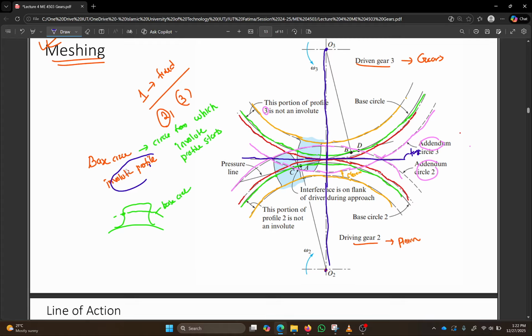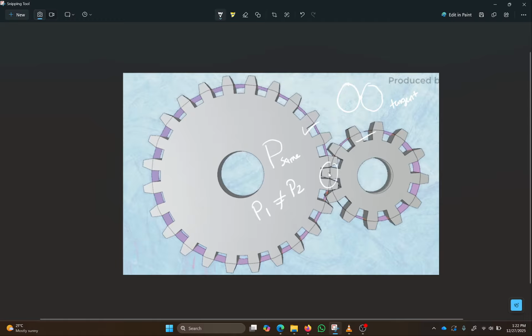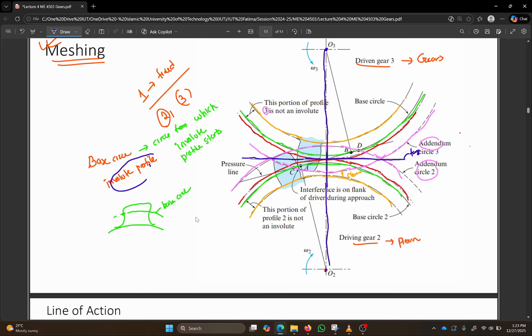Now, the involute profile makes the gear so special. If I show you this figure again, the gears are in contact. Currently, this point is a contact point, and now this one is slightly in contact. As the gears are rotating, this contact point shifts. And if you trace the contact point, if you stop it and follow it, you are going to observe a very interesting phenomenon.